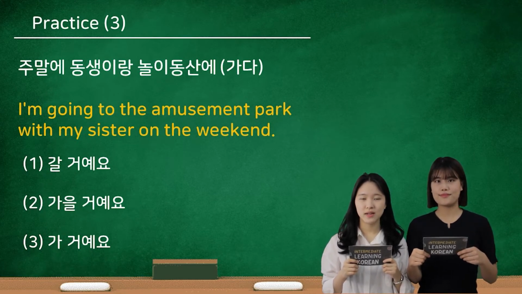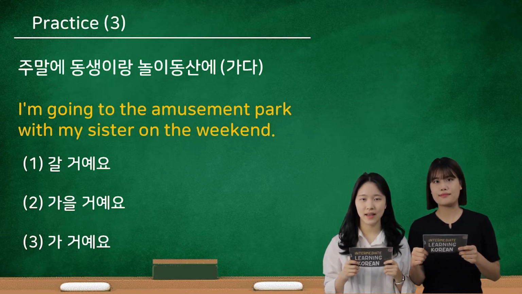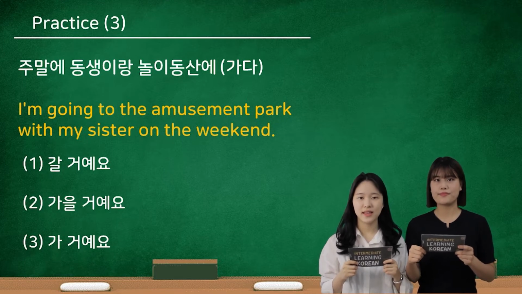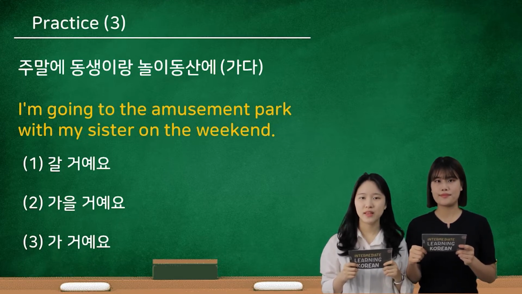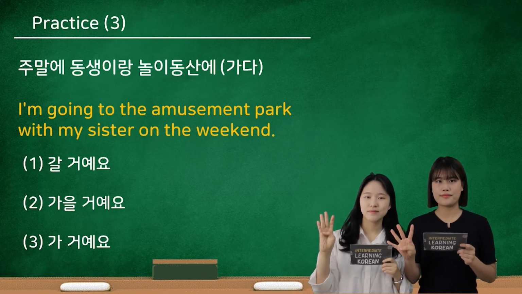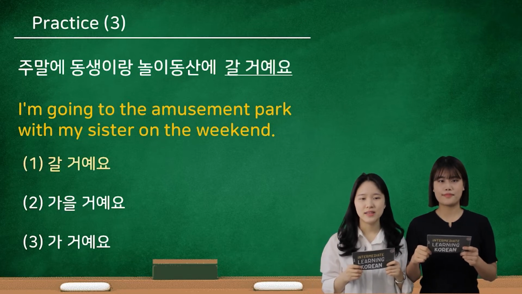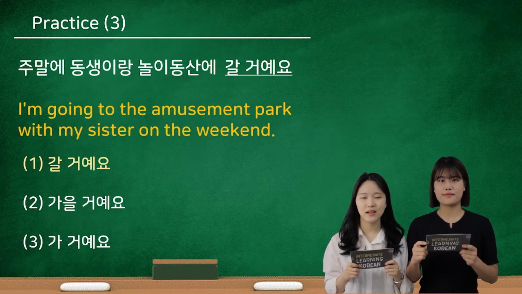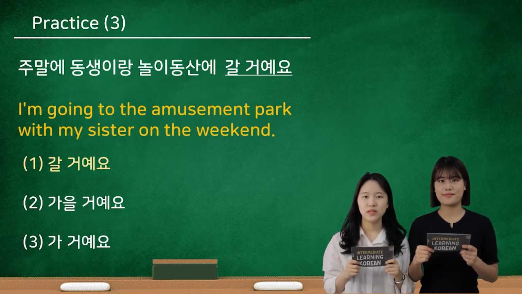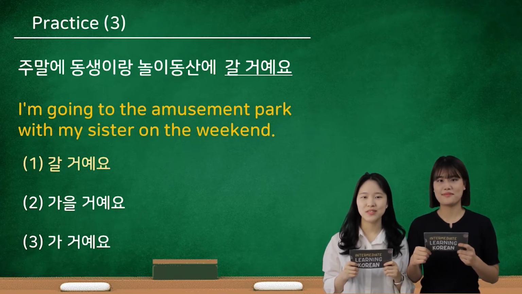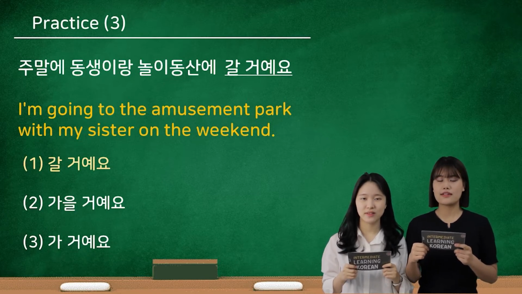주말에 동생이랑 놀이동산에 가다. I'll give you 5 seconds. Yes, that's right. It is 갈 거예요. Repeat after me. 갈 거예요. When we remove 다 from the verb 가다, we can use 리을 거예요 because there is no final consonant.